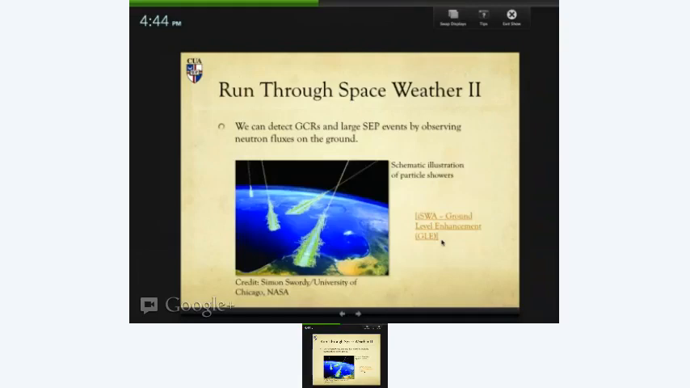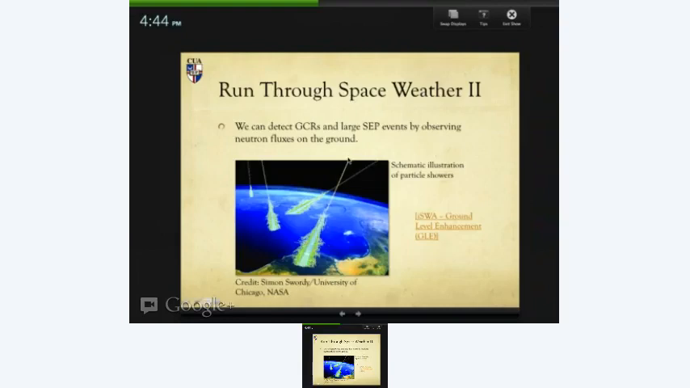Then moving closer, or moving all the way to the surface of the Earth, we can also detect galactic cosmic rays on the ground. Okay, and this is thanks to a kind of showering effect. We cannot really detect the primary galactic cosmic ray particles themselves, but we can detect secondary effects of those individual rays. Okay.